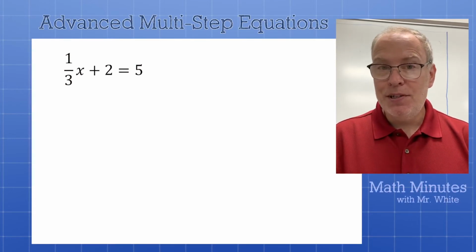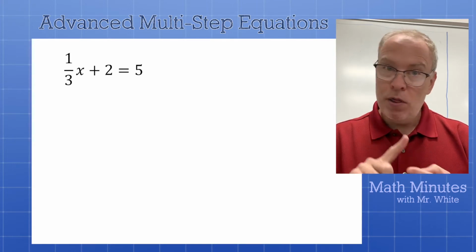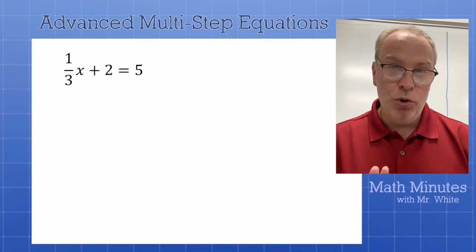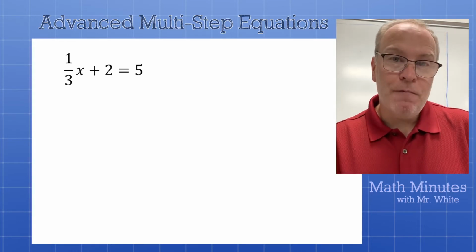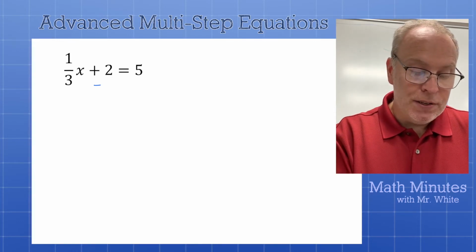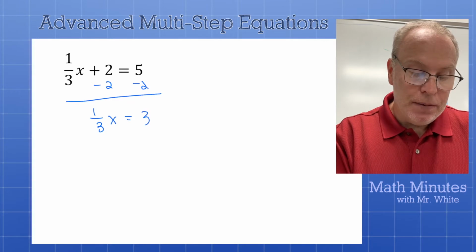Now, this is a multi-step problem, right? We're going to try to get x all by itself, so we got to get rid of the 1/3 and we got to get rid of the 2. Now, how are we going to go about doing that? Well, probably the first thing I would do here, of course, is to minus 2 on both sides. And I get 1/3 x equals 3.